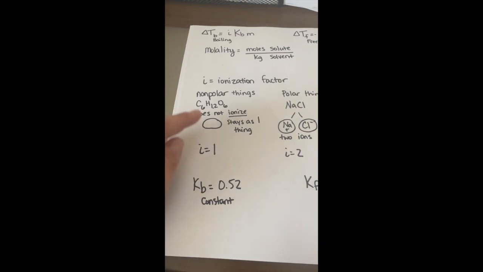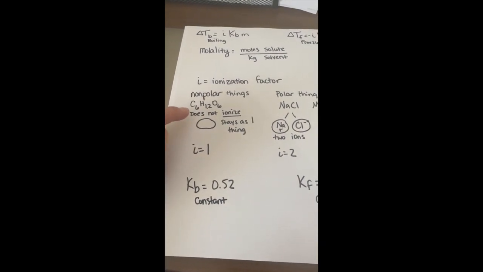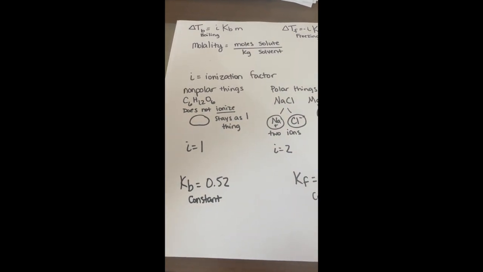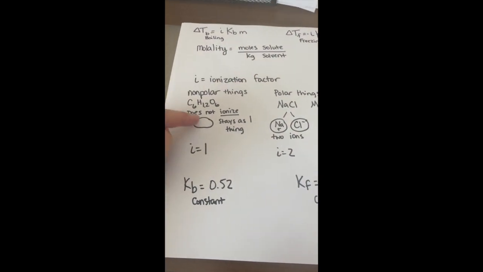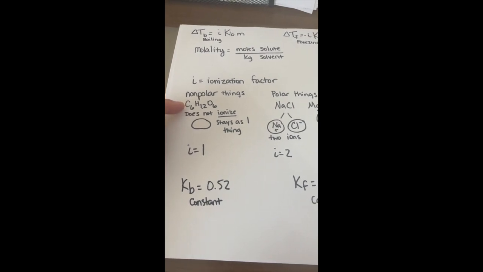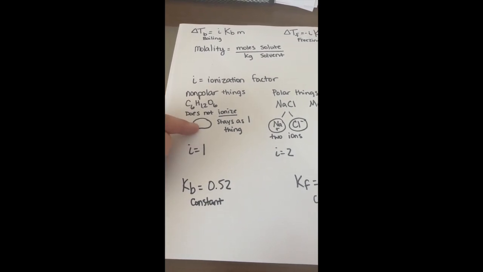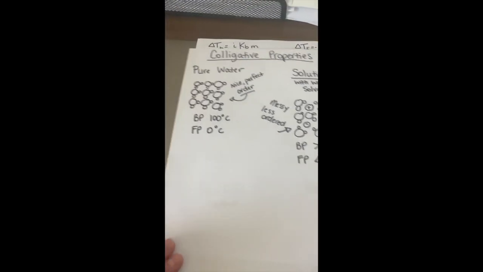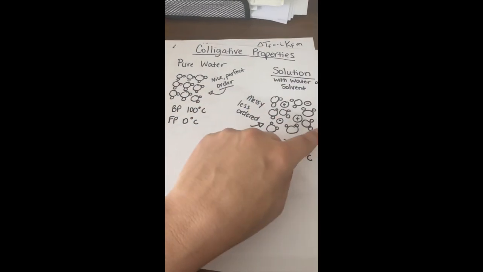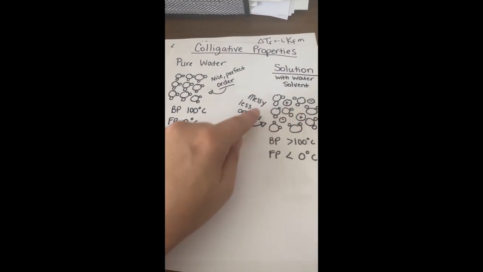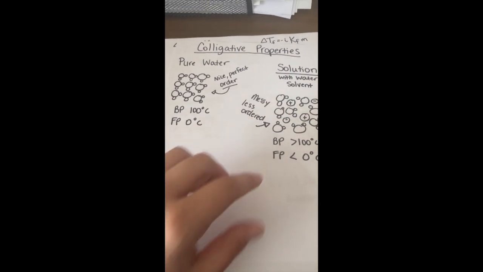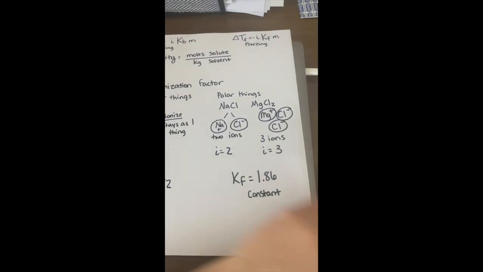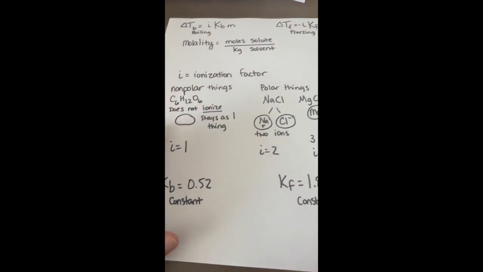So for nonpolar things, things that do not ionize, I think your worksheet calls them non-ionizing compounds, that means they don't break apart into individual ions. They stay as one thing. So its factor is only 1. When it messes up this perfect order of our water, there's only one thing in there that's messing up this order. So it ends up being pretty darn close to pure water.